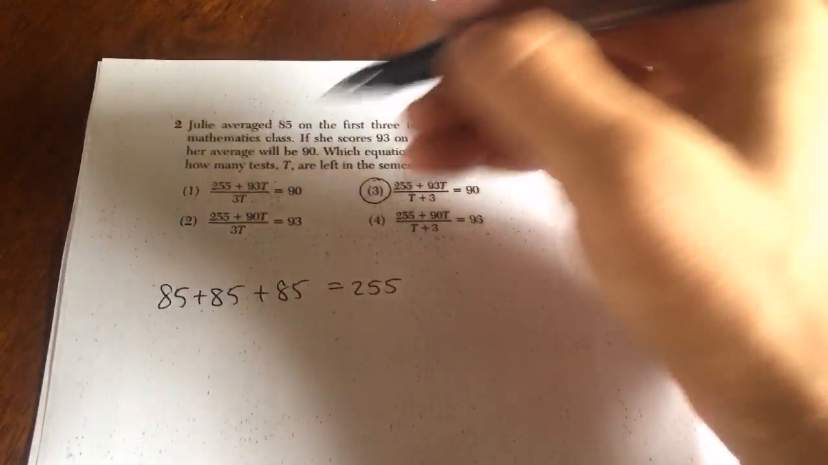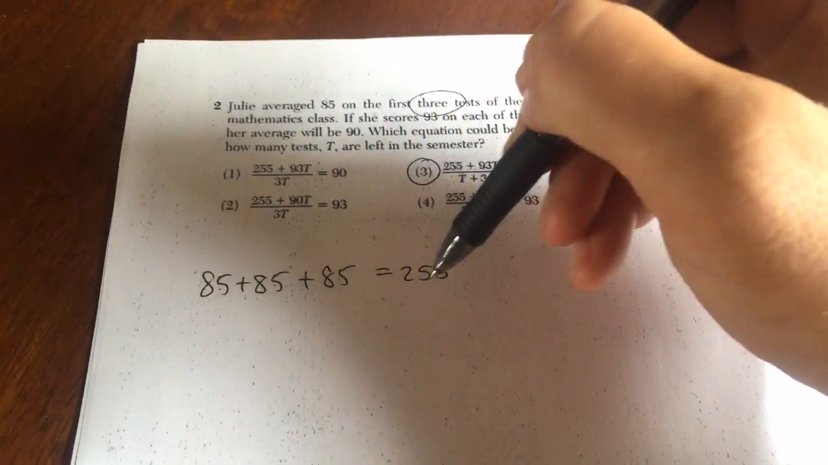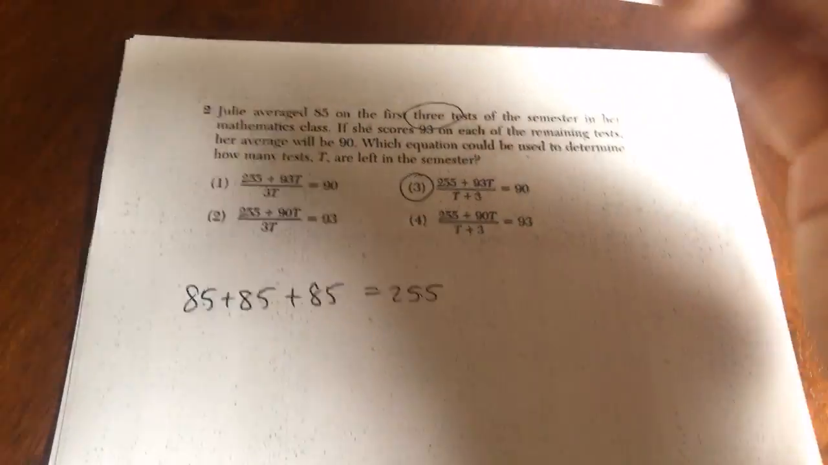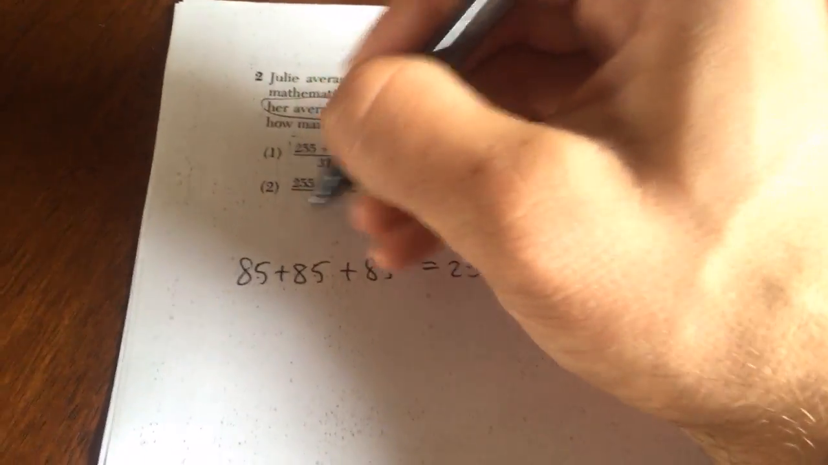For number 2, this represents her average. She has 85 on her first three tests, so 85 plus 85 plus 85 is 255. That's where the 255 is coming from, and you see it's common in all of them. Okay, they want her average to be 90. This expression represents her average.